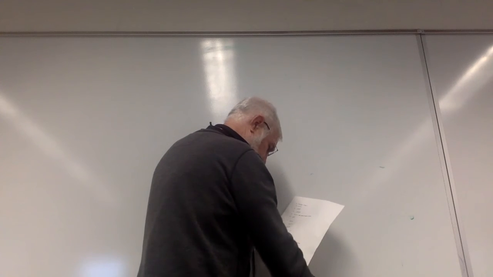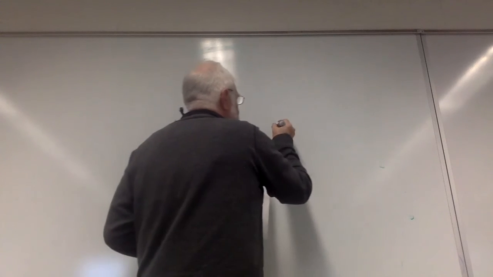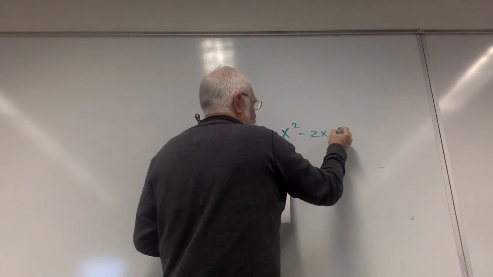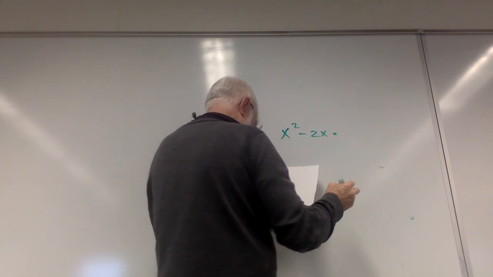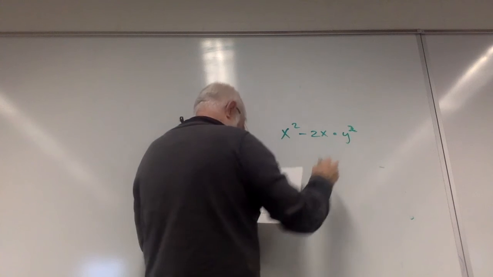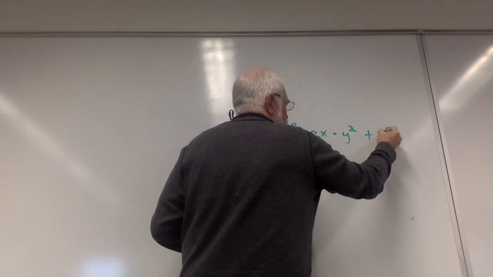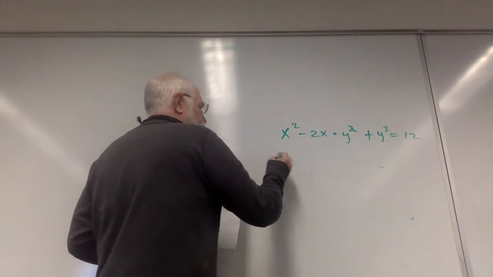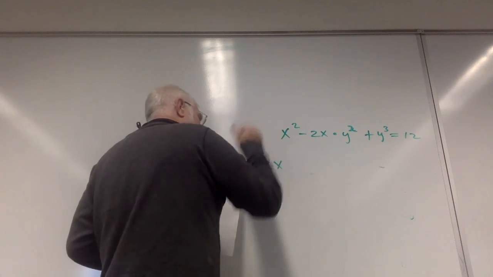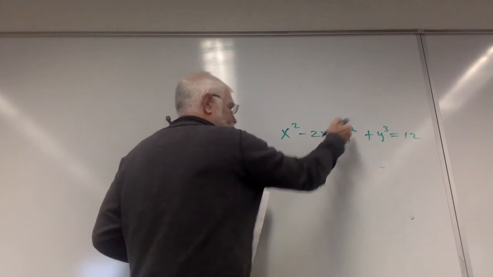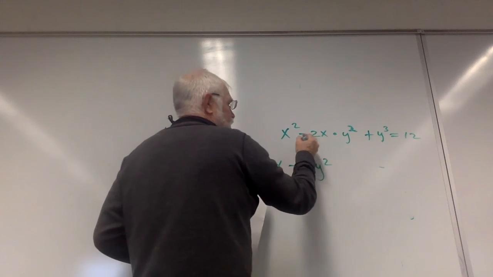Getting there. Good. Gonna get home by 3. X squared minus 2x, and I'm going to put a dot here, minus 2x times y squared, just so we can see we got a product rule here, plus y cubed equals 12. Take the derivative. So we got 2x dx. Dx's drop out. Minus 2 dx divided by dx, it drops out. So I did the first.